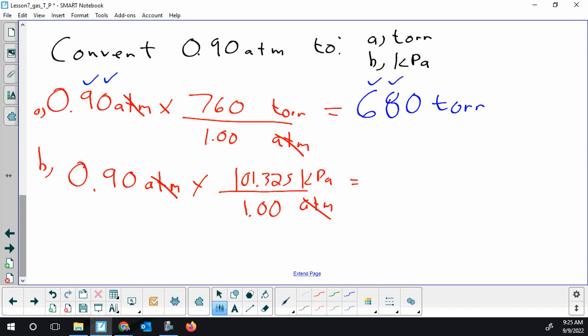We're starting with that same 0.90 with 2 sig figs. So I'm going to keep 2 sig figs. So the 10s in the ones place is all I need. So 91 kilopascals.